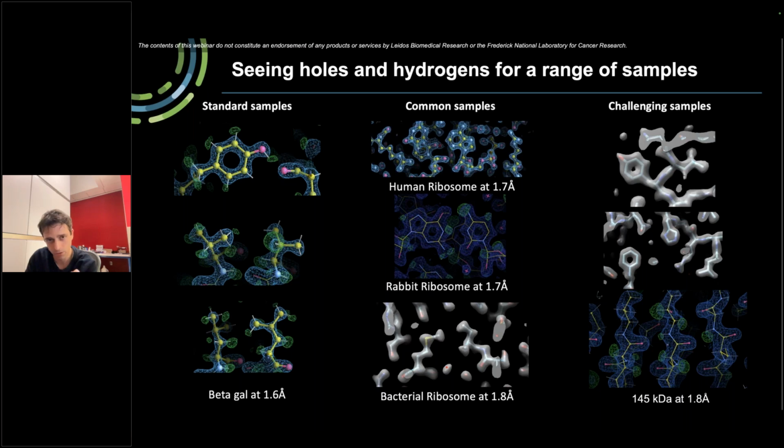And then in the center, we show the ribosome. What's shown on this side is something that wasn't shown in the previous slides. All the previous slides showed human ribosome, but here it's showing other organisms. So we have the human ribosome, the rabbit ribosome, and the bacterial ribosome, all at better than 2 angstrom resolution. So it doesn't matter what organism you're working on, as long as you do the biochemistry right and you collect your data right on the CryoARM, you're going to get a good resolution.